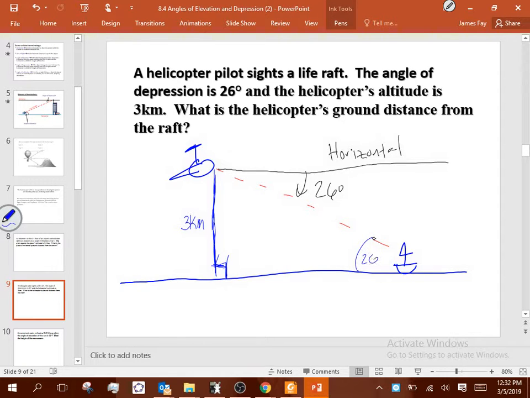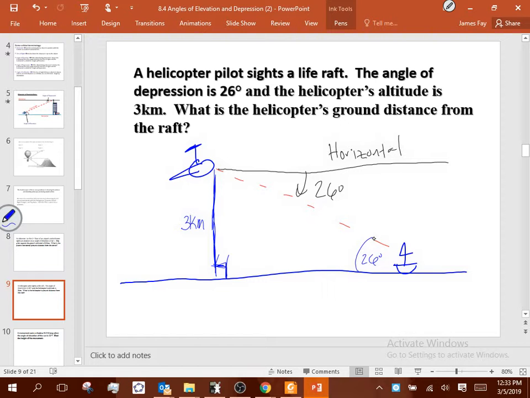Put it right there. Okay? Because it's an angle of depression from when the pilot is looking at the raft, right? But if the raft is looking at the pilot, for them to make eye contact, they both have to be using the same angle, right? One has to be using angle of depression, one has to be using angle of elevation, and they have to be congruent. Those are alternate interior angles.